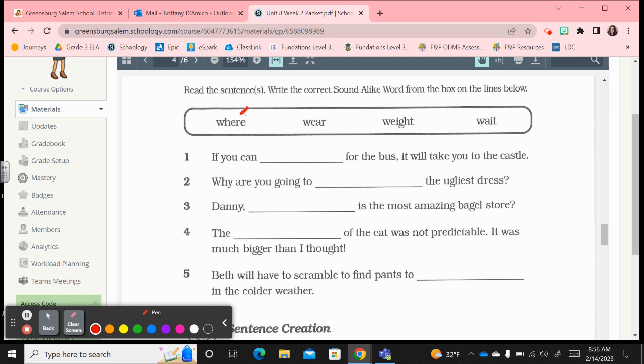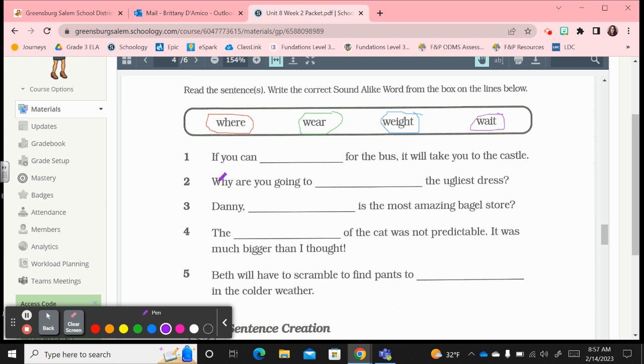If it's WHERE, like where are you going, we'll do red. If it is WEAR, like you have to wear your helmet when you ride a bicycle, we'll do that in green. If it's WEIGHT, like how much something weighs on a scale, we'll do it in blue. And if it's WAIT, like wait patiently, we'll do purple.